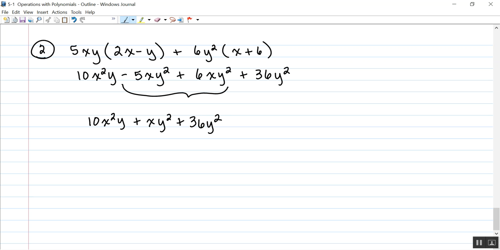Now, just a reminder, what we talked about in this section was operations with polynomials. We reviewed a lot of the rules regarding exponents and powers that we learned in Algebra 1 and applied those to examples. We also talked about degrees of both monomials and polynomials.